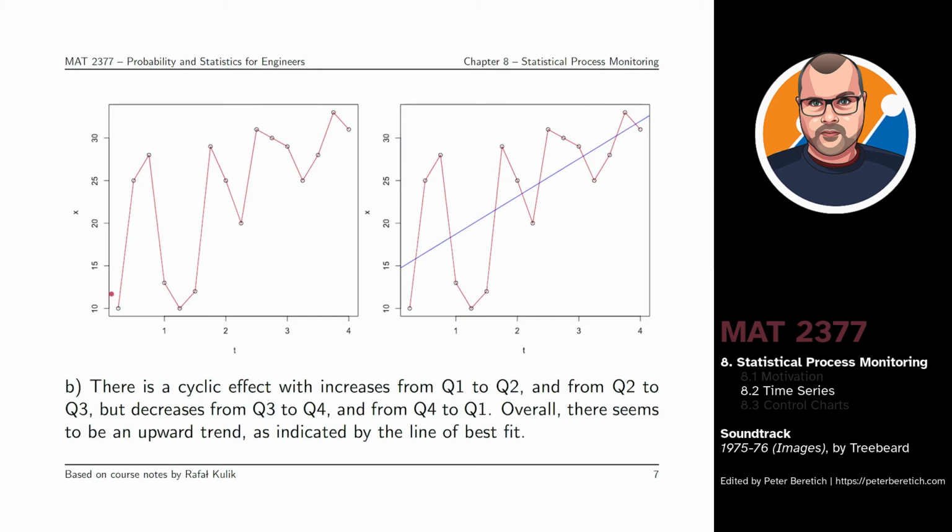There seems to always be an increase from Q1 to Q2, Q1, Q2, Q3, Q4, except perhaps for this one. But in general, there's that increase. And there typically is going to be an increase from Q2 to Q3, with a few exceptions. You'll often see decreases from Q3 to Q4, or something like that, Q4 to Q1. But overall, there does seem to be an upward trend.